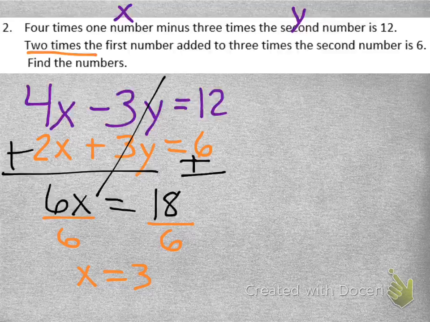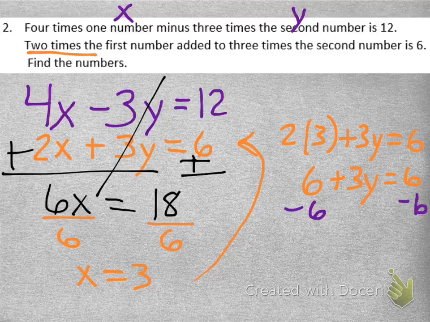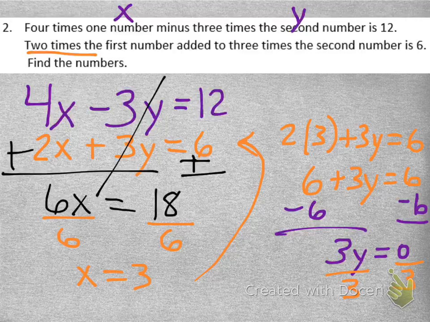To find the y value, plug this back in. I'll go with the second equation this time. So I have 2 times x, which is 3, plus 3y equals 6. Multiply, you get 6. Now we'll subtract 6 from each side. We get 0. So 3y equals 0. And then to get rid of multiplying by 3, divide by 3 on each side. And so y is 0. Put it together as an ordered pair, x, then y. So our final answer is 3, 0.